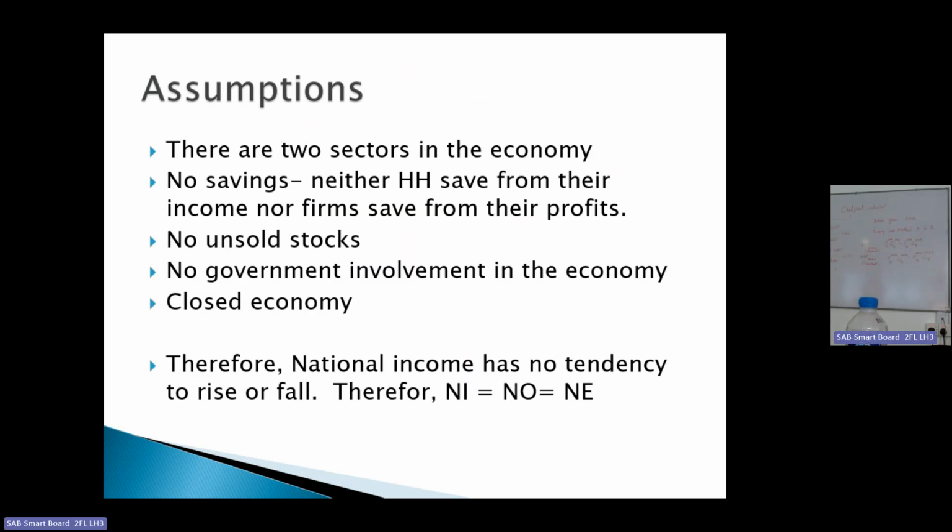Now, in the simple model, there are some assumptions. There are only two sectors, the household and the firms. So there are no savings, because all the income received, they consume. If there is a saving, it is a kind of outflow from the market. So for simplicity, we assume no savings and no investments, and there are no stocks.